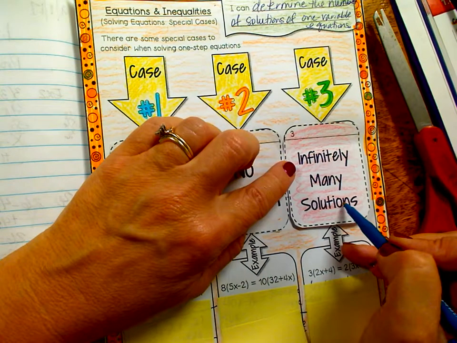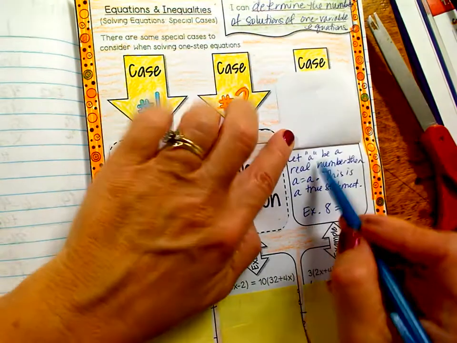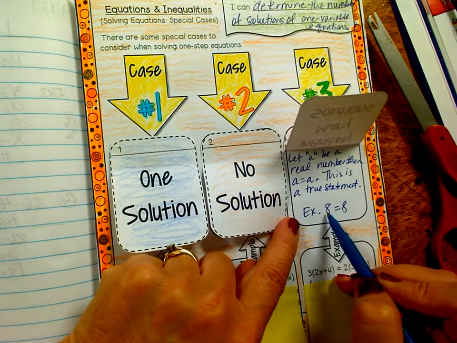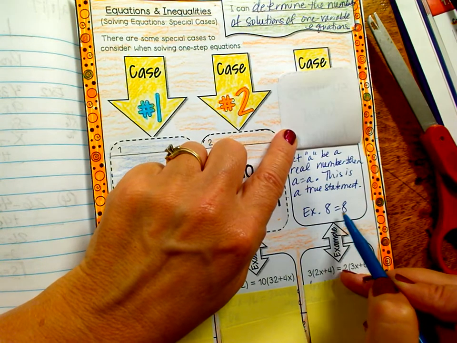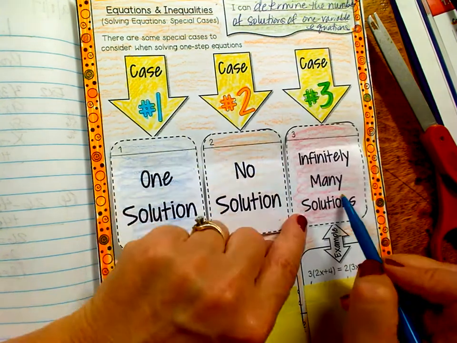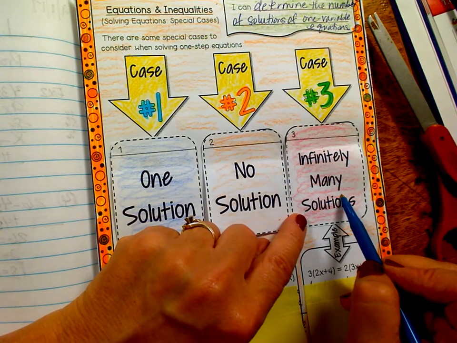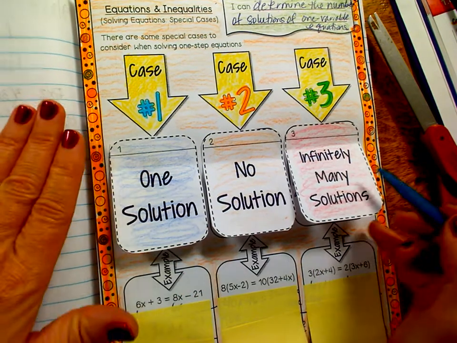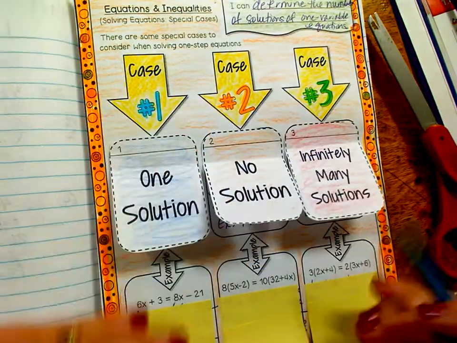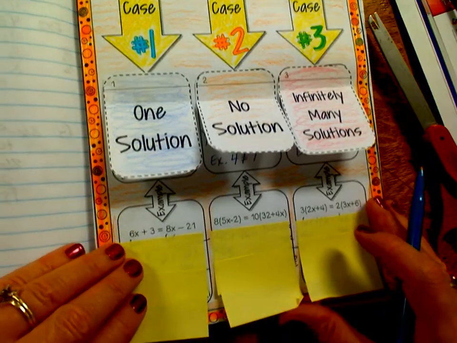Infinitely many solutions, our third one. Let A be a real number, then A equals A. This is a true statement. Example, 8 equals 8, or a constant equals a constant. If it's the same constant, that is infinitely many solutions, meaning every number works. Right now, I know that went fast. Pause it, write those down. There's no reason why those are not written down. It'll make more sense when you get down here to solve the equations.